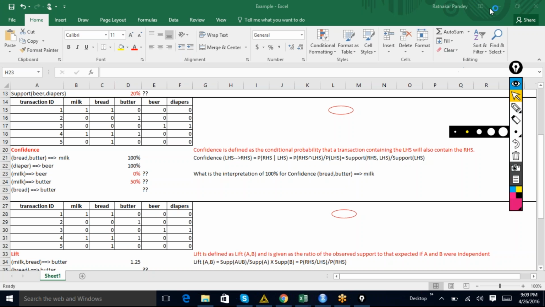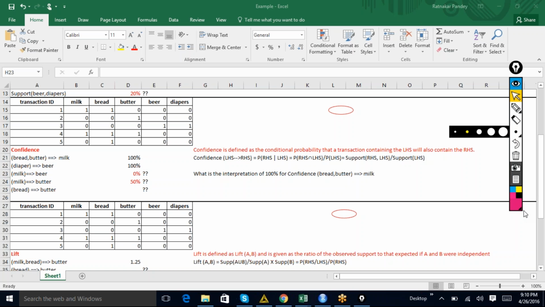Confidence that butter will be bought given the bread has been bought. Who wants to answer this one? Let's see. Are you guys able to see my Excel file or shall I zoom in? Because it may be possible that you're not able to see the figures correctly. That's why. So Vijay says 30%. Devesh has 30. Let me see.